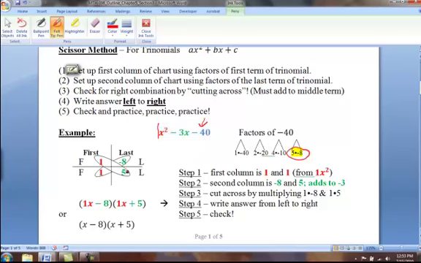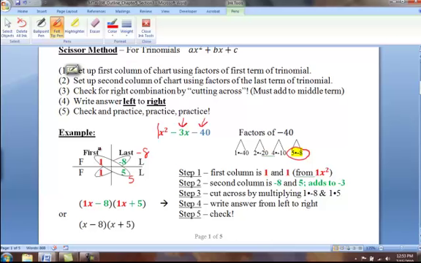Now, the third step is to cut across. That just means you're going to multiply across. So we're going to have 1 times 5, which is 5, and 1 times negative 8, which is negative 8. Now we're going to add those together to see if that would give us the middle term here. And that'll tell if we have the right combination. Well, negative 8 plus 5 is negative 3, so that means this is the correct combination. This is the correct order of the chart.